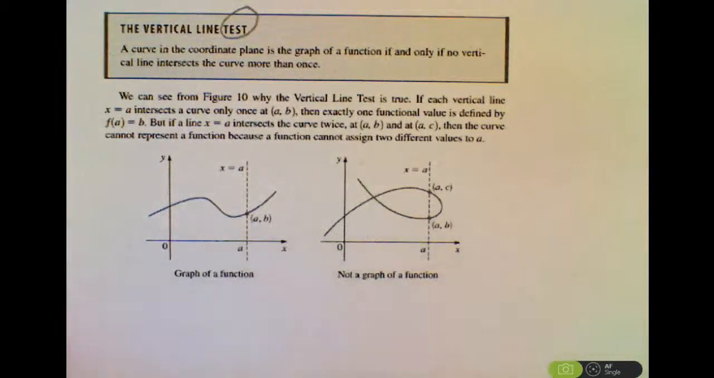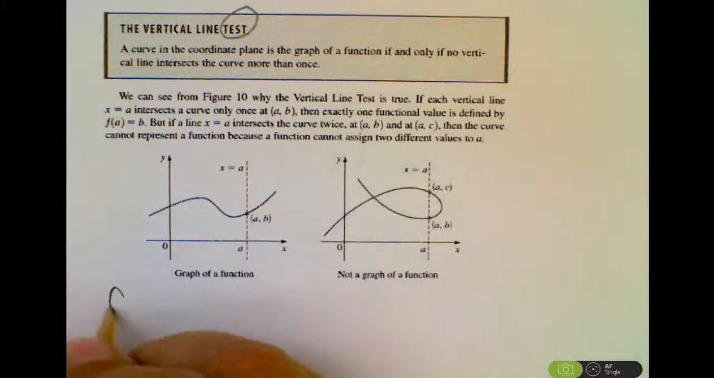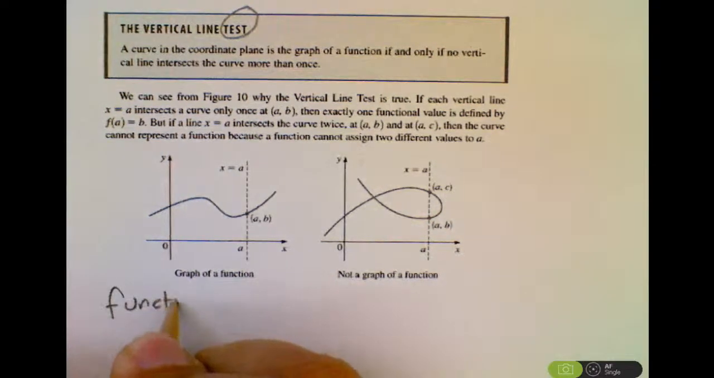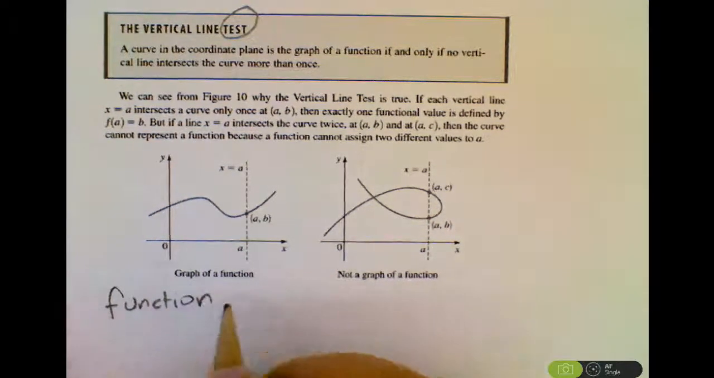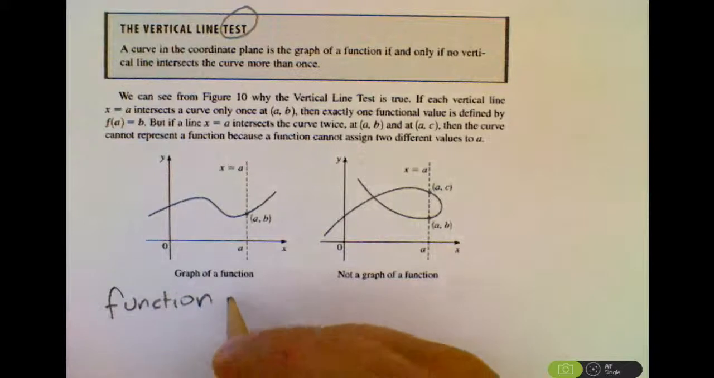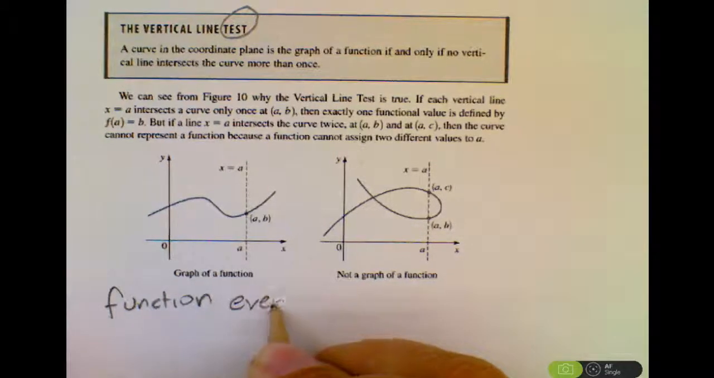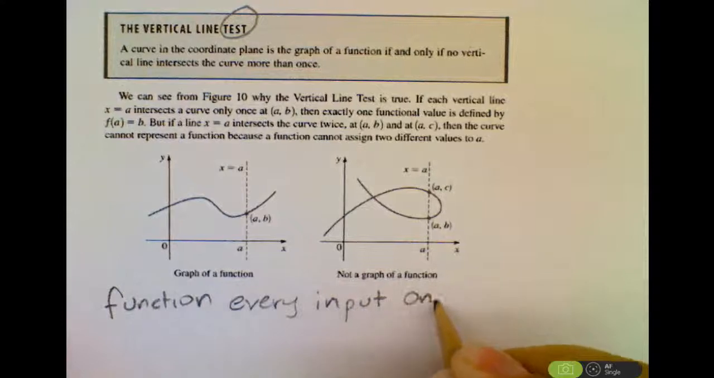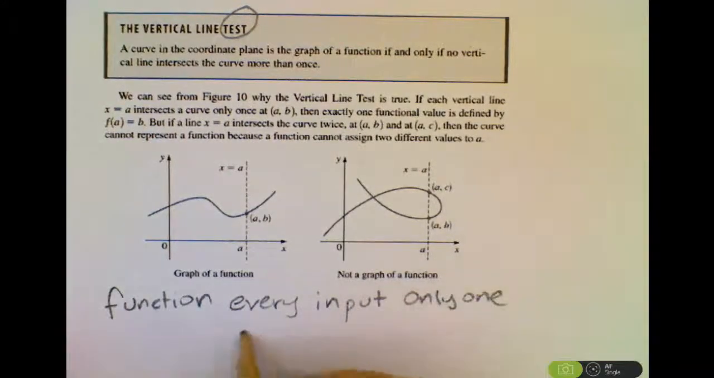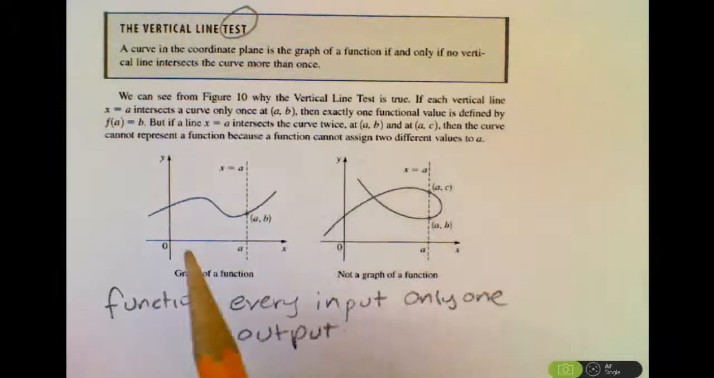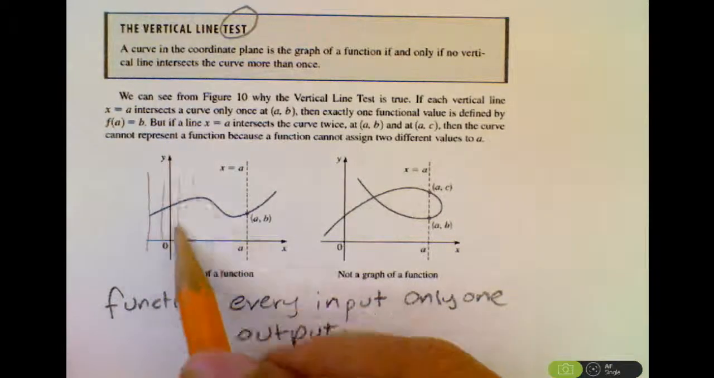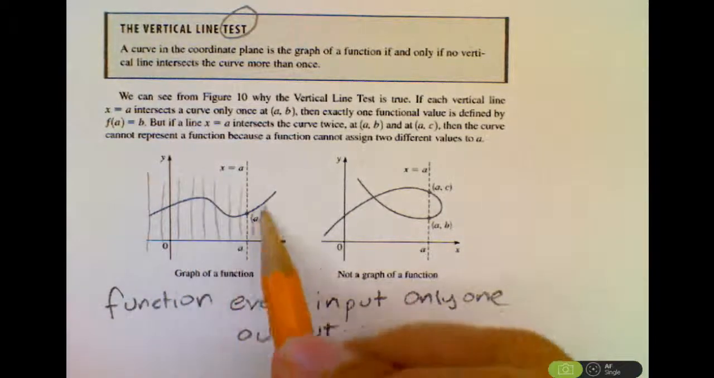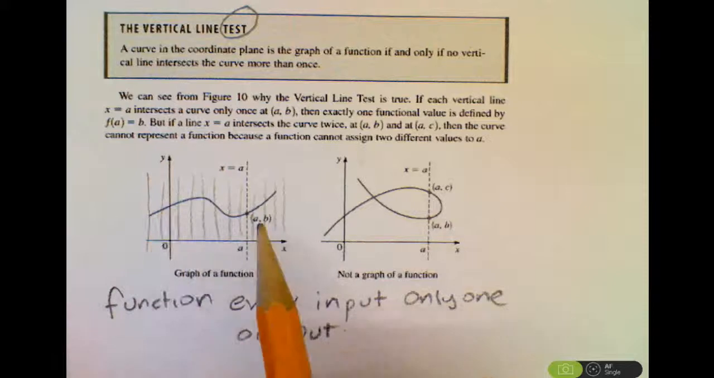This test for functions is actually going back to the definition of a function. Remember, a function is defined as having, for every input from the domain, only one output. If you have the graph of f, that means that for every single vertical line that you may graph, you're only touching the graph once.